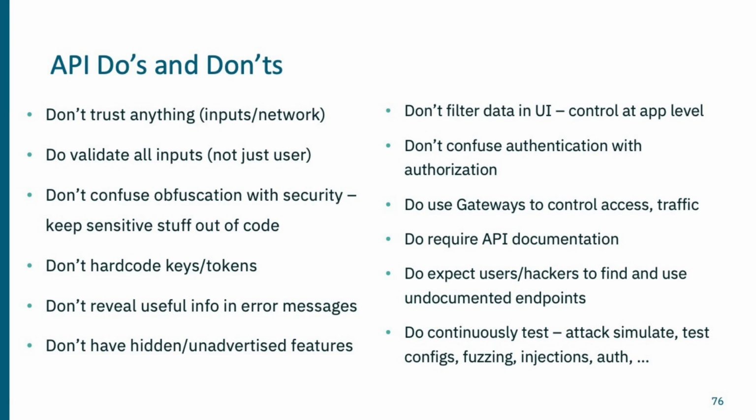Don't have hidden or unadvertised features. I was talking to one organization where they have a published API, and then they have an unpublished API, and they acknowledge that they expect users will actually go and reverse engineer some of this stuff and start using it. Don't do that. Don't leave it to your users to figure out what's possible. Make sure you control what's accessible, how it can be accessed, what functionality you're making available.